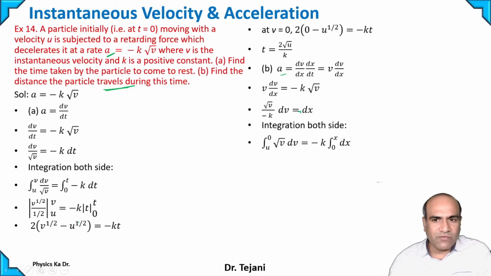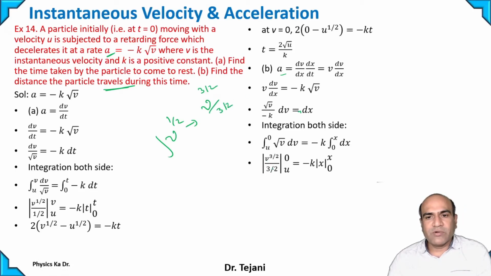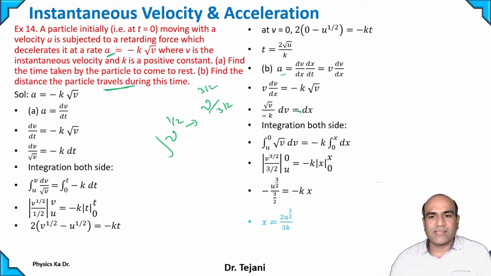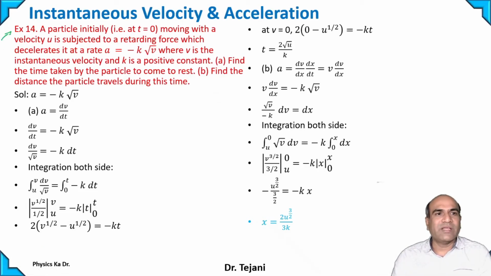Root v that we already have, root v power 1 half, if we integrate, it becomes v power 3 by 2 divided by 3 by 2. So v power 3 by 2 divided by 3 by 2, right? From u to 0, we know the final velocity is 0, equals minus kx. Putting this value, we can get x is equal to 2u power 3 by 2 divided by 3k. Wow, what an answer. Right, again you solve it by yourself without seeing this video. You may pause at the initial as well as at the final stage. Try once again, otherwise you may have difficulties in this question.